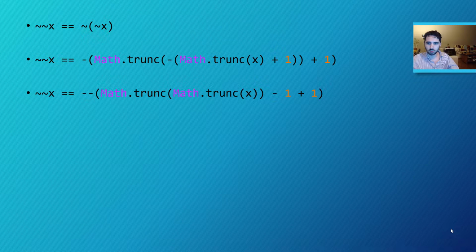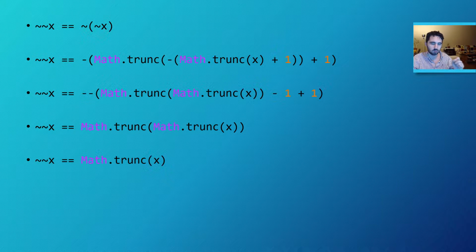And then, of course, you have minus 1 plus 1, that cancels out. You have a minus minus at the beginning of the equation, that cancels out. So you have Math.trunc(x). So in other words, double tilde x is a shorthand way of writing Math.trunc(x).